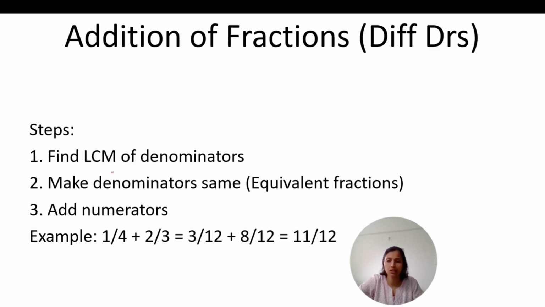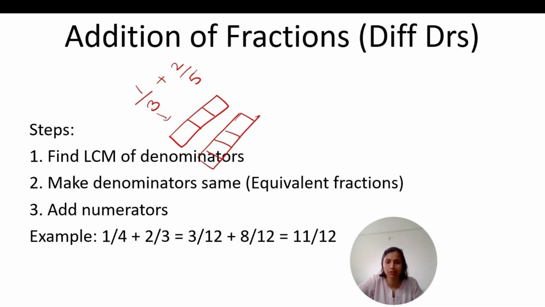Addition of fractions with different denominators. When the denominator is different, we cannot directly add the numerators. Say 1 by 3 plus 2 by 5. So for 1 by 3, the chocolate is divided into 3 equal pieces, and for 2 by 5, the chocolate is divided into 5 equal pieces. So obviously the size of the piece of 2 by 5 is not the same as the size of the piece in case of 1 by 3. So we need to bring the denominators the same. So how can we bring the denominator the same?